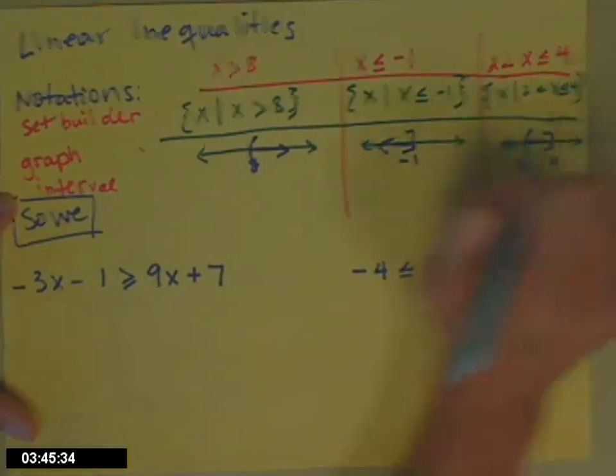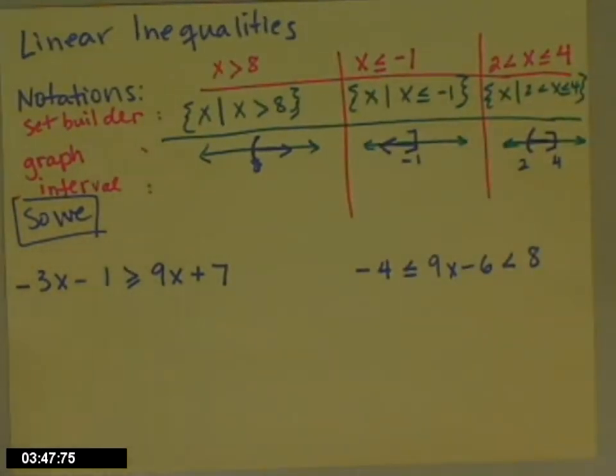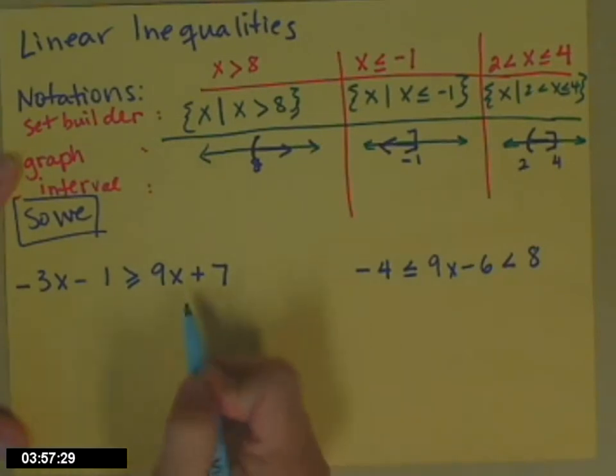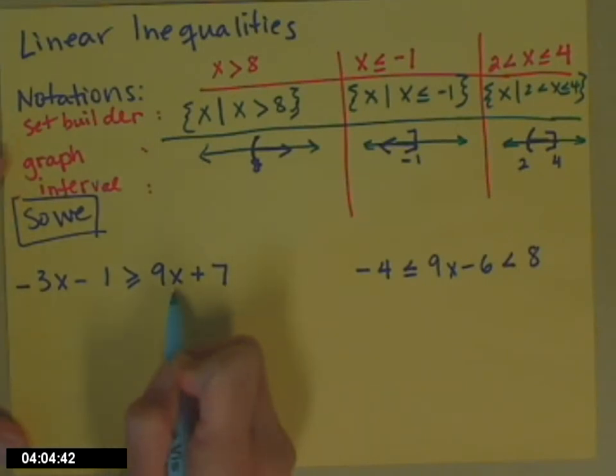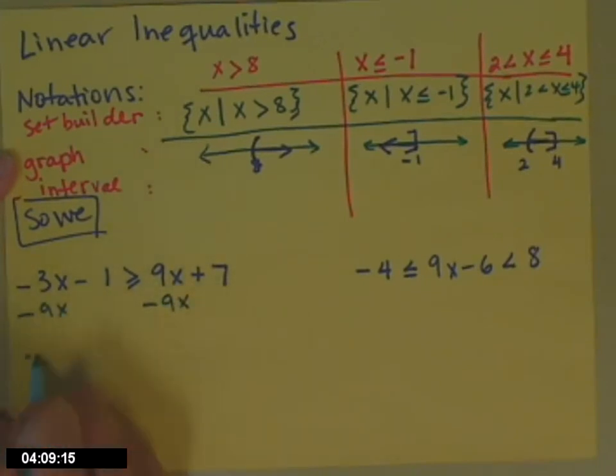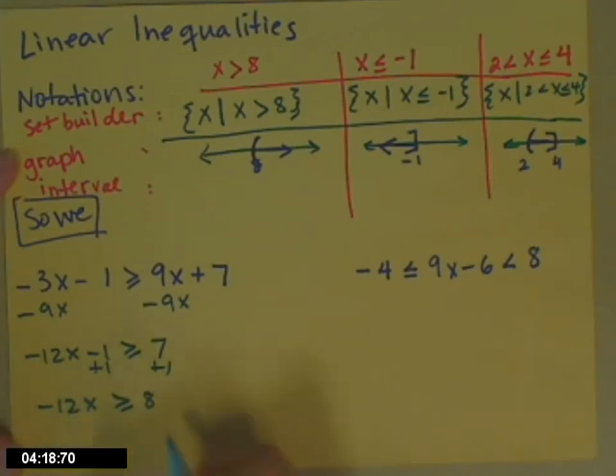Okay, well, let's go ahead and solve 2 of these and see what we can do, because there is one trick that we'll need to know for solving linear inequalities. So it kind of starts off just like equations. Whatever you do to one side, you do to the other. So I'm going to get all my x's together and all my numbers together. So I'll start by subtracting 9x from both sides. So now I have -12x minus 1 greater than or equal to 7. Add 1 to both sides. -12x is greater than or equal to 8.